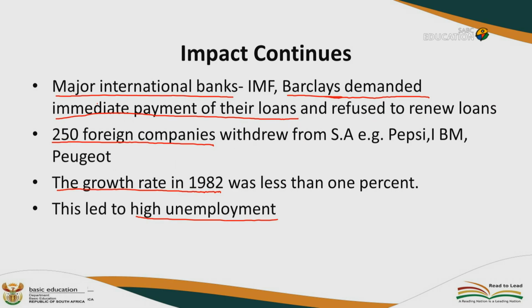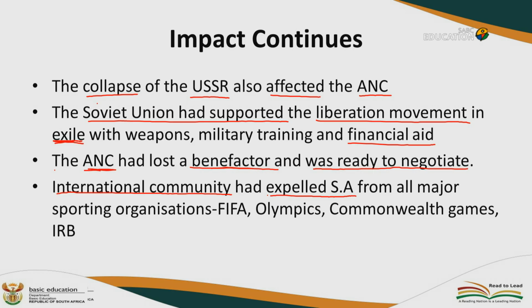Then a further impact from the outside world. Major international banks, the IMF and Barclays, demanded immediate payment of their loans and refused to renew loans. 250 foreign companies withdrew from SA. Examples: Pepsi, IBM, and Peugeot. The growth rate in 1982 was less than 1%. This led to the high unemployment rate in South Africa. The impact continues.